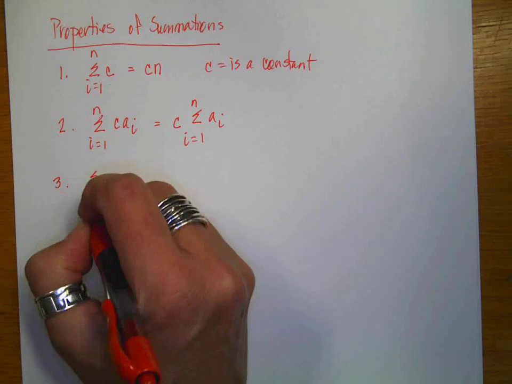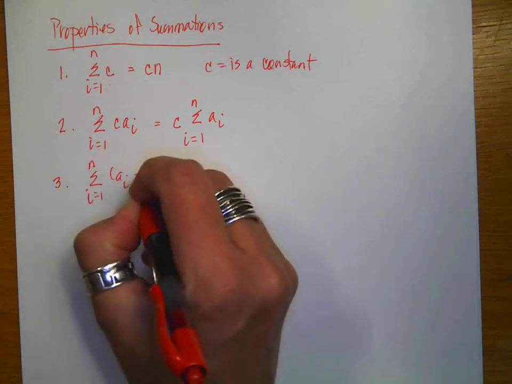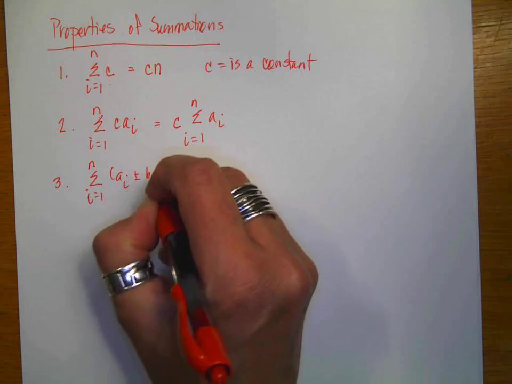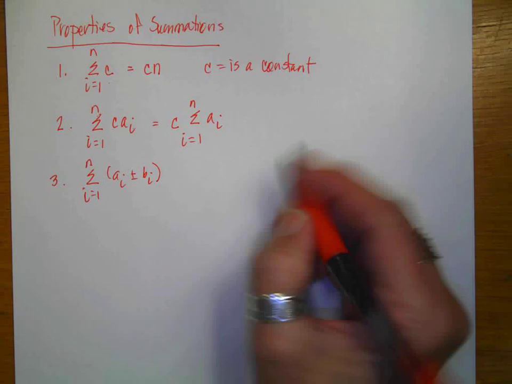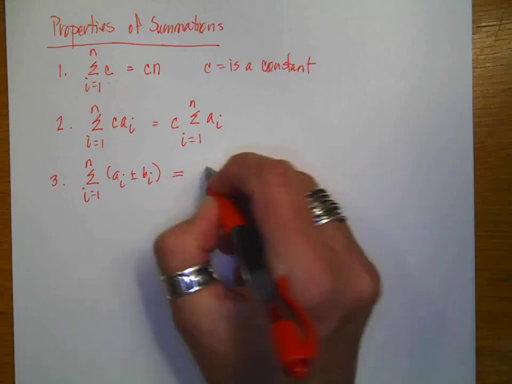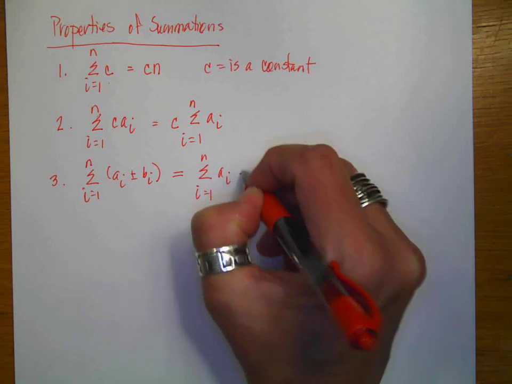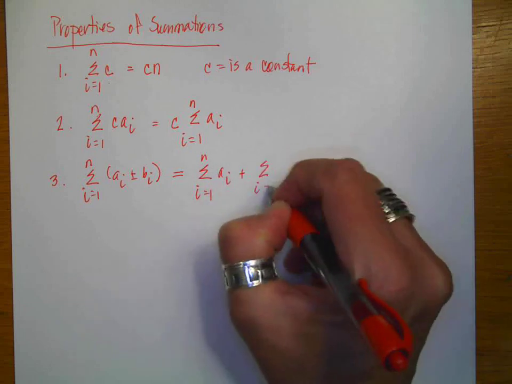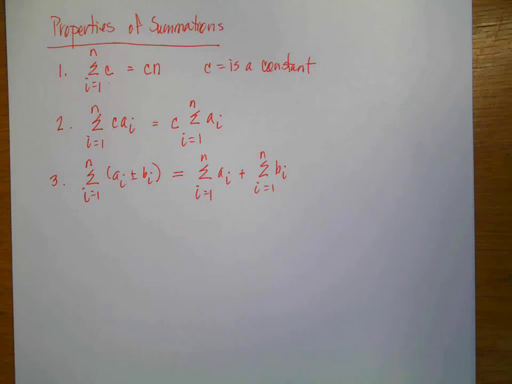And then the last property that we're going to have is the sum from i equals 1 to n of a sub i plus or minus b sub i. So if I'm summing two different rules, then I could split this up into two separate summations: the sum from i equals 1 to n of a sub i, plus the summation from i equals 1 to n of b sub i. So those are just properties in theory that help make a sequence easier to manage.